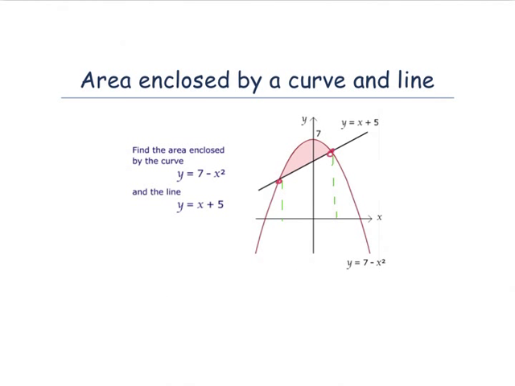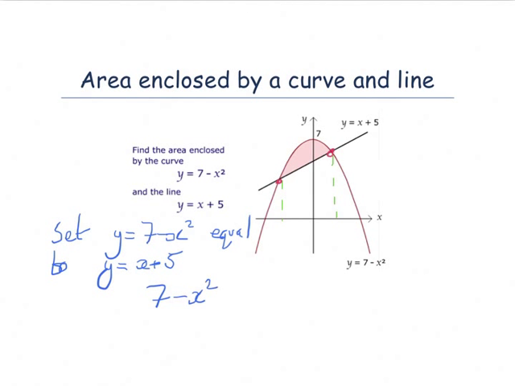So to do that we need to set the two equations, y equals 7 minus x squared and y equals x plus 5, equal to each other. So we're going to set y equals 7 minus x squared equal to y equals x plus 5. So that's going to be 7 minus x squared equals x plus 5.